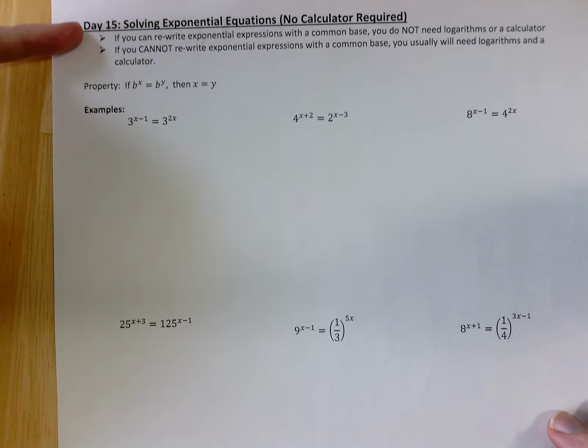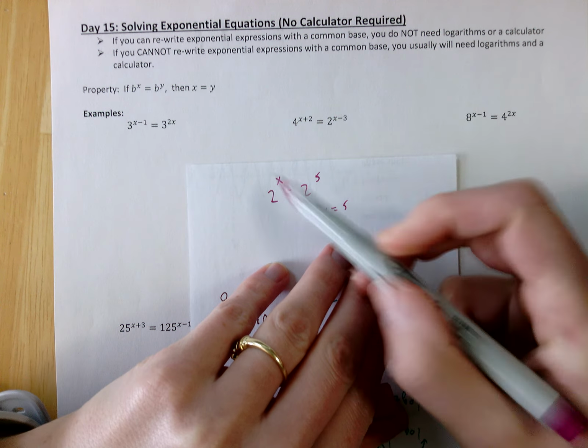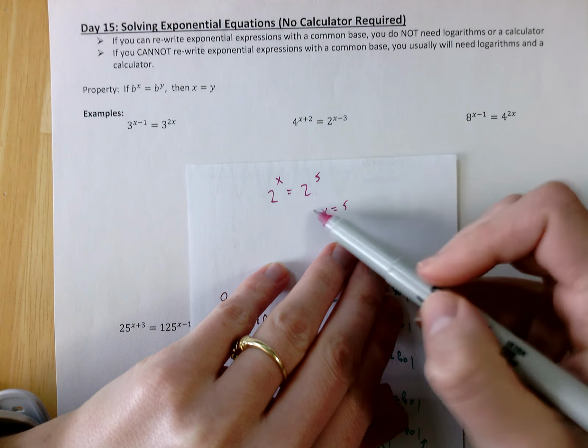All right, and our basic property that we're going to use here is just that if b to the x equals b to the y, then x equals y. All right, and that is a property that should hopefully be kind of obvious to you, right? Because if you know that 2 to the x power equals 2 to the 5th, well, 2 to what power equals 2 to the 5th? Obviously 5, right? Obviously x has to equal 5 to make those two things equal to each other, right? That's all that property is saying.